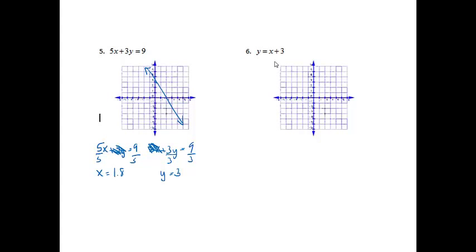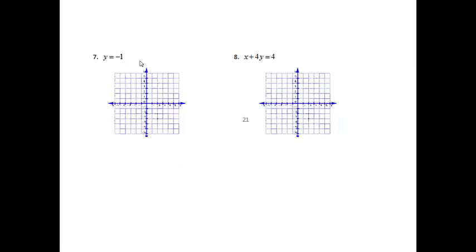Probably the most confusing part of this problem is there's nothing in front of the x, so I'm actually going to put a 1 over 1 in front of the x. I'm going to circle the number without the x, which is a 3, so I'm going to start up at 3. And then from here, I'm going to follow my slope, so I'll go up 1 over 1. And then I'll go ahead and connect it once again.